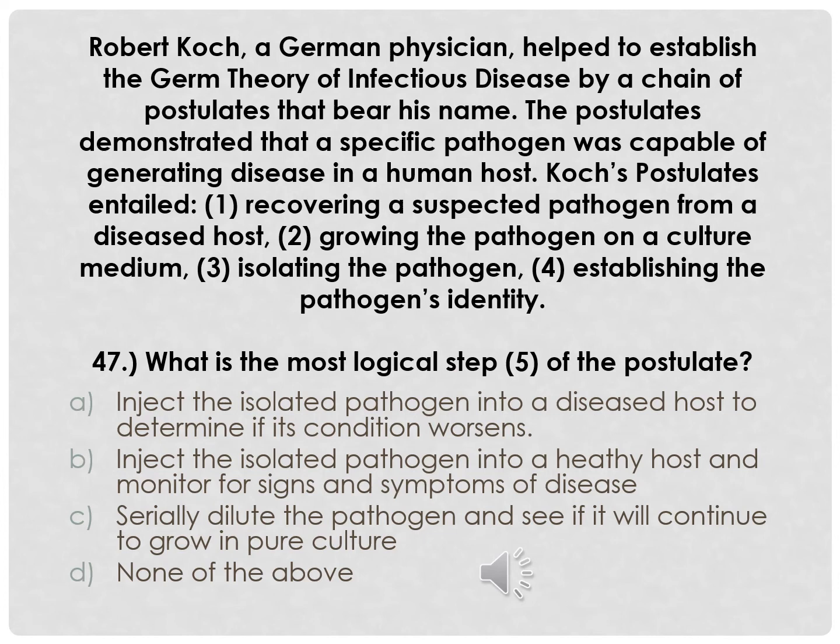In this question, we are going to look at scientific reasoning and following logic. Robert Koch, a German physician, helped to establish the germ theory of infectious disease by a chain of postulates that bear his name. The postulates demonstrated that a specific pathogen was capable of generating disease in a human host. Koch's postulates entailed 1. Recovering a suspected pathogen from a diseased host, 2. Then growing the pathogen on a culture medium, then 3. Isolating that pathogen, 4. Establishing the pathogen's identity.